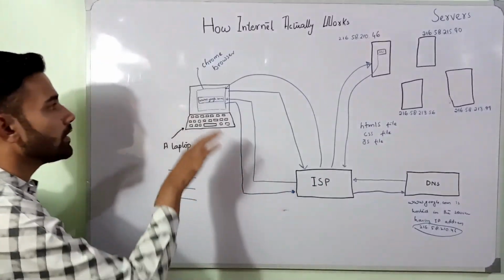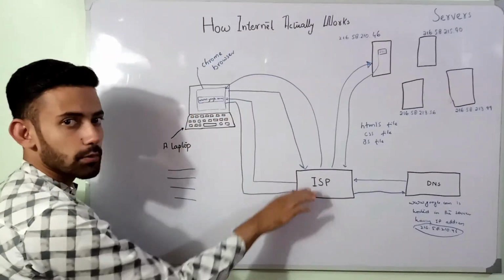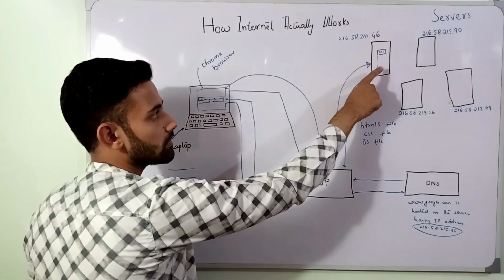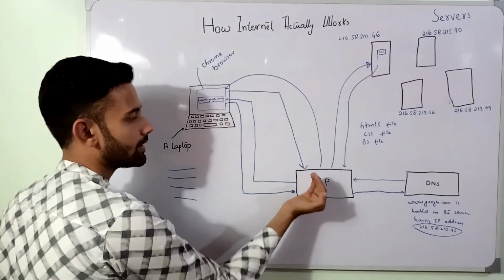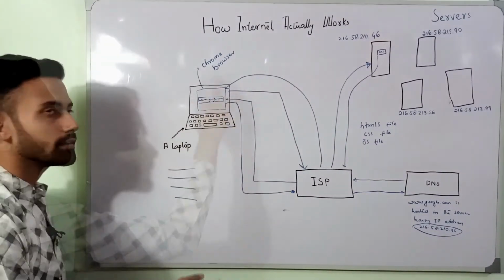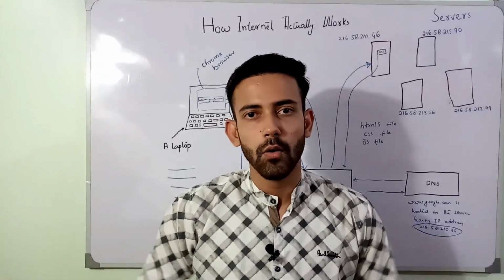So if you write the IP address directly, the request is sent to the ISP. The ISP sends the request to the server. The server gives the data back to the ISP. The ISP gives it back to the browser, and the browser will display your web page. Hope this is clear.